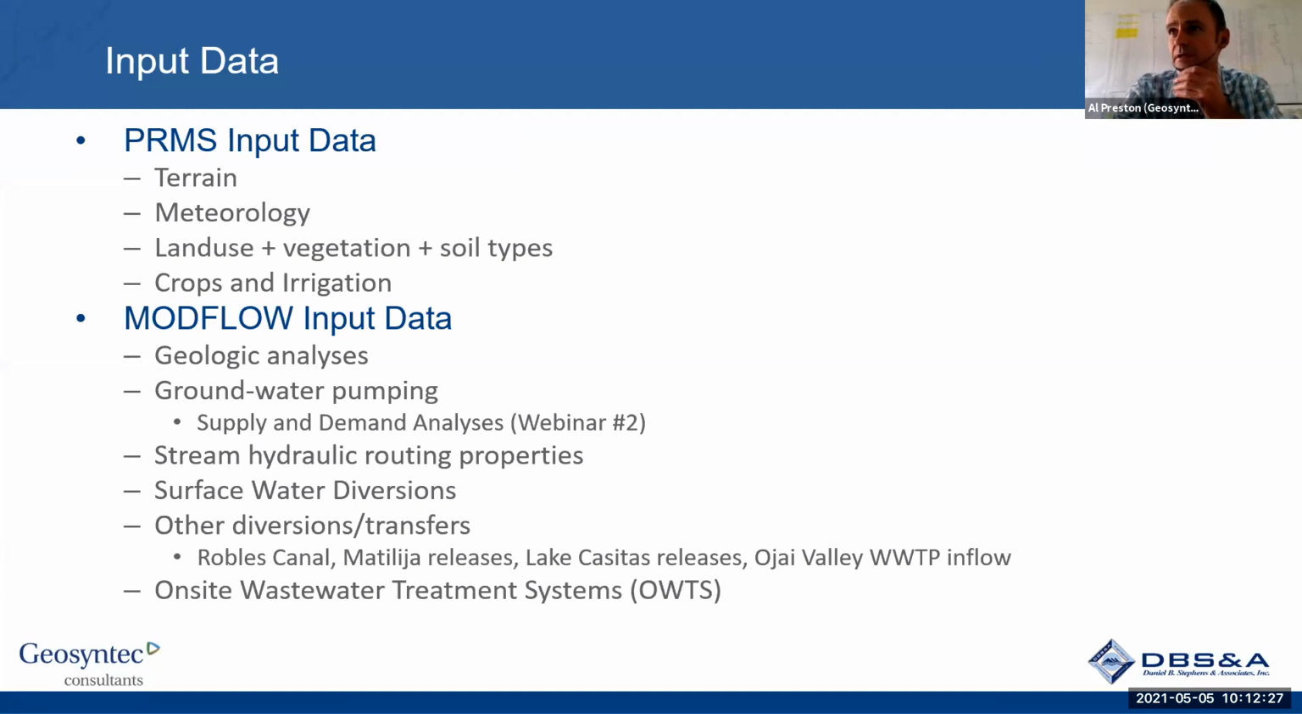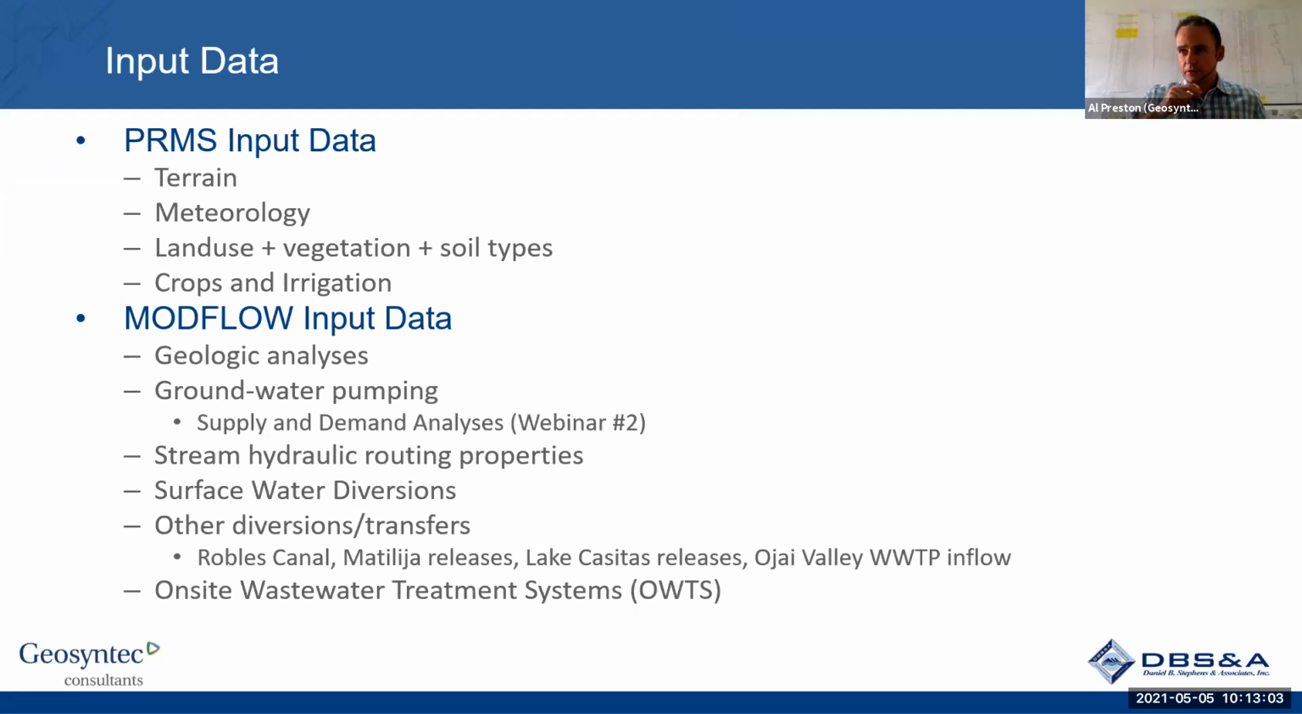So I'm just going to go over some of the input data used for PRMS, which is primarily the terrain data, which describes the shape of the land, the meteorology, the land use and vegetation and soil types. I'm going to talk a little about the crops and the irrigation, which are important both for the balance of water, but also for when we get to the nutrients, because these crops are also fertilized. And then the MODFLOW input data. I've got a bullet here for the geologic analysis, but that's going to be the next part of the talk given by Daniel B. Stevens.